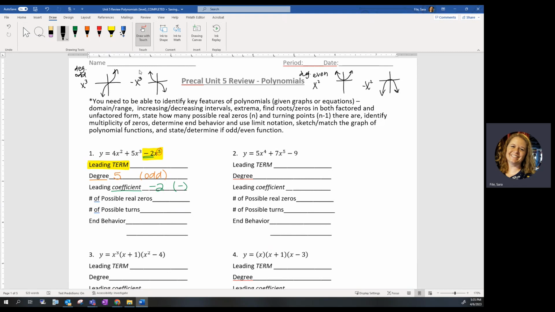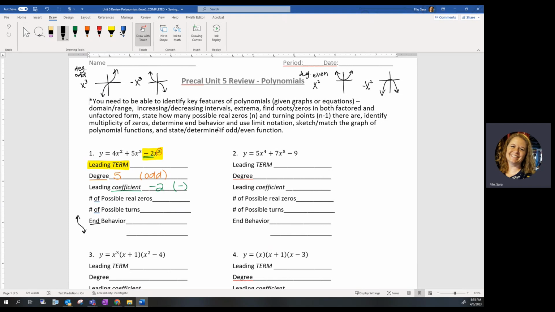They're going to be going in opposite directions on the left and the right if it's odd degree. They're going to be going in the same direction, either both up or both down, if it's an even degree. So in this case, this is odd and negative, so it's this one we're picturing. We don't know what's happening in the middle, but we know the left side will be going up and the right side will be going down. So I know this is the general shape of the ends.